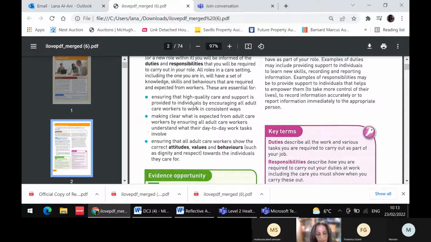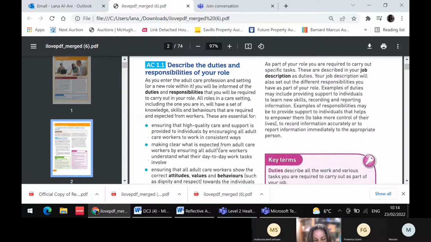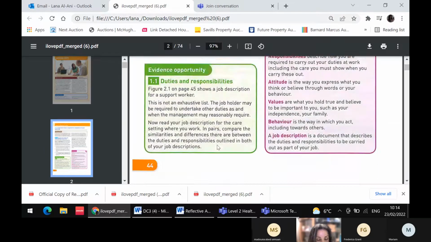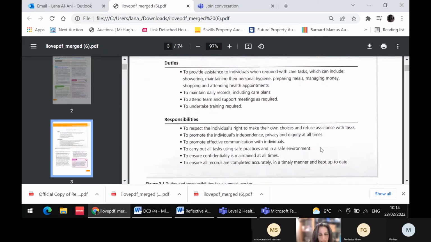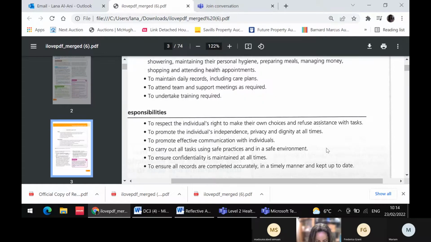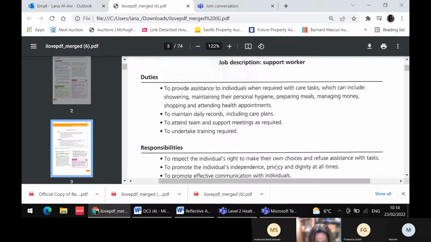So we make it clear that for the adults, what we do is take care of them. We provide them with good care, we provide them with medication, and we basically take care of them. So if I go here where it says the duties, our duties are to provide assistance to individuals. Sorry, is it clear enough, or can you not see it? Can you see my screen? Yes?